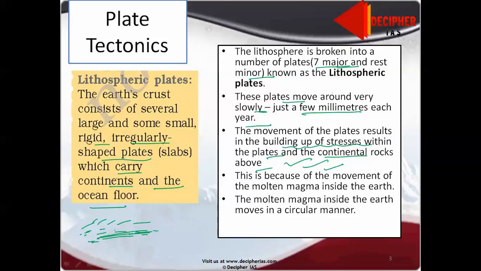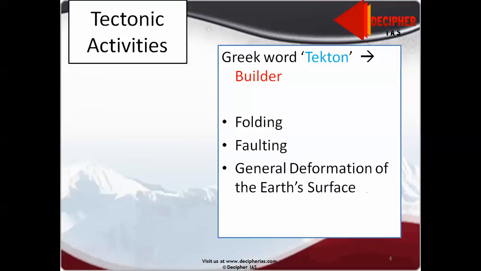Now, why does the movement of the plates occur? It occurs due to the movement of molten magma inside the earth. You should remember that. Why does the movement of plates occur? It is due to the movement of molten magma inside the earth. So the molten magma inside the earth rotates in a circular manner. This leads to movement of the lithospheric plates also. I will explain this phenomenon with the help of an activity in the next slide.